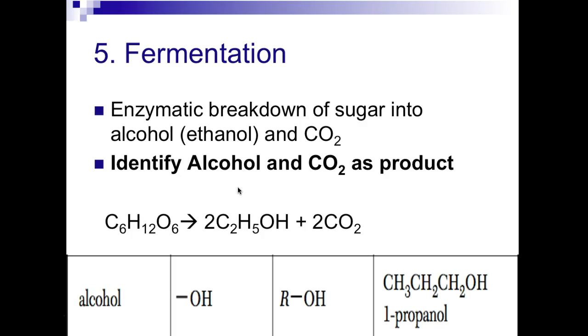Fermentation is another one. That's the enzymatic breakdown of sugar into ethanol and CO2. So you're going to identify alcohol and CO2 as products. Remember, alcohols have OH as a functional group. Okay, and so in this we have an OH, so we have an alcohol here, and then we have carbon dioxide.